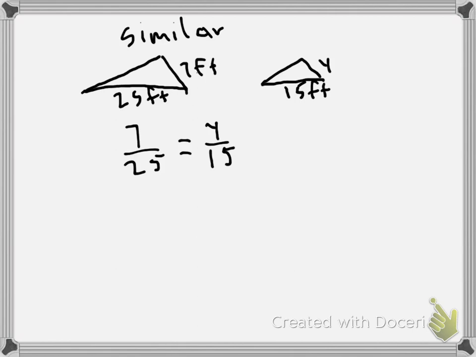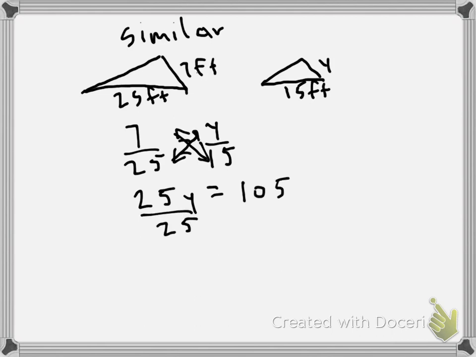And again, once we get to this point, it's just a matter of cross-multiplying, setting our cross products equal to each other. That should get rid of our fractions. So here, we're going to go across this way. 25 times y is 25y. Okay, go across the other way. 7 times 15. Divide. Okay, and this one does have kind of a very specific instruction at the end.